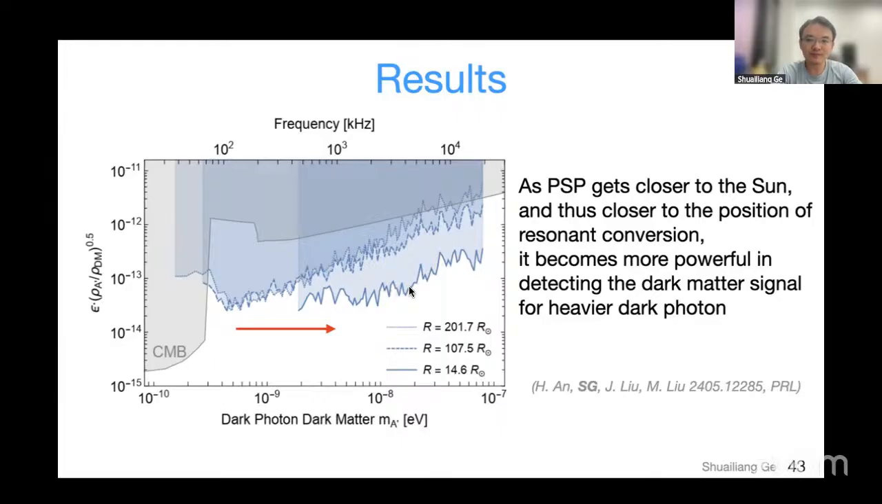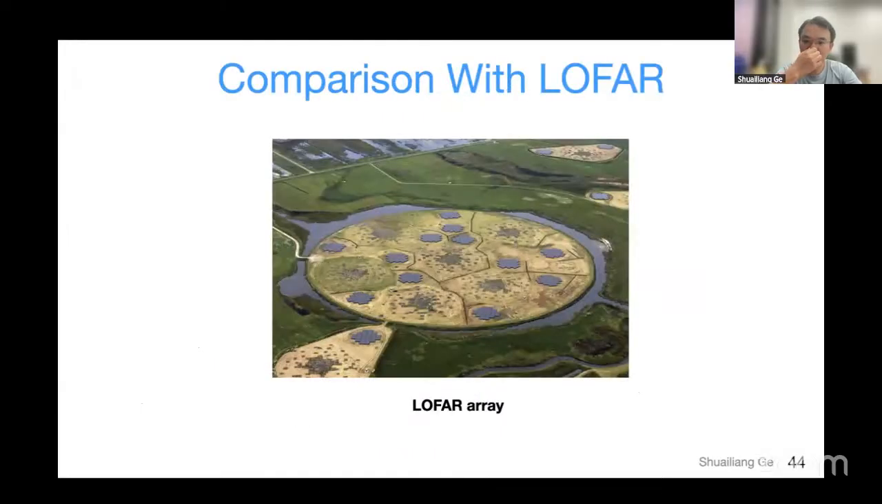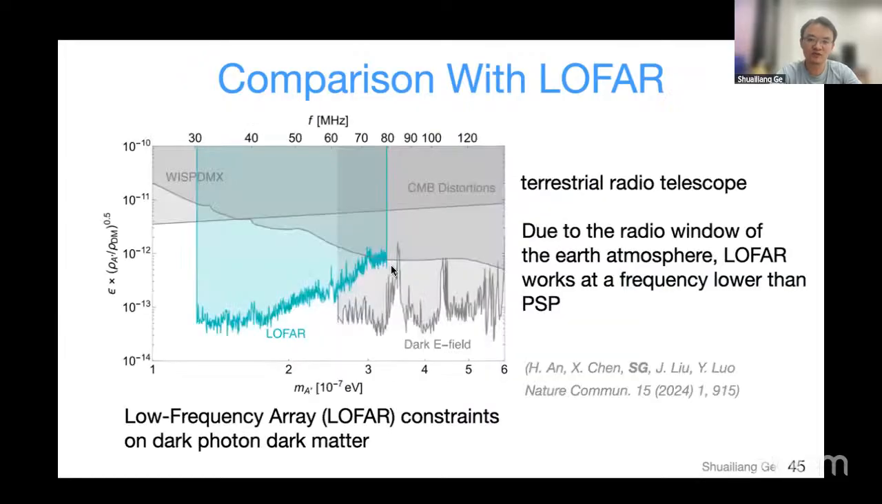We can also compare our result with LOFAR. LOFAR is a radio telescope array on Earth, so it suffers from large distance attenuation. However, LOFAR has a very good frequency resolution, so we can still use LOFAR to get a good sensitivity on dark photon dark matter. Our constraints using LOFAR data are still better than the previous result from CMB constraints.